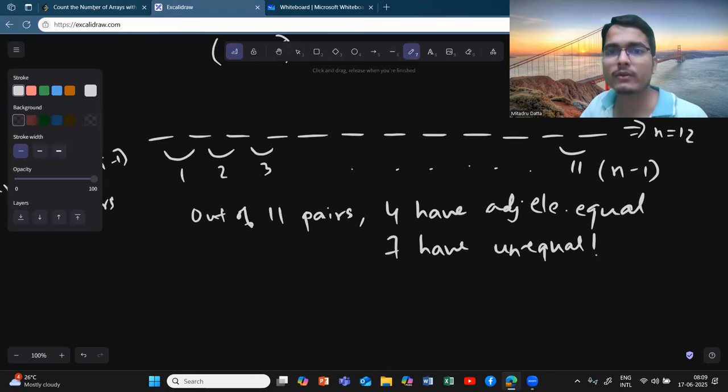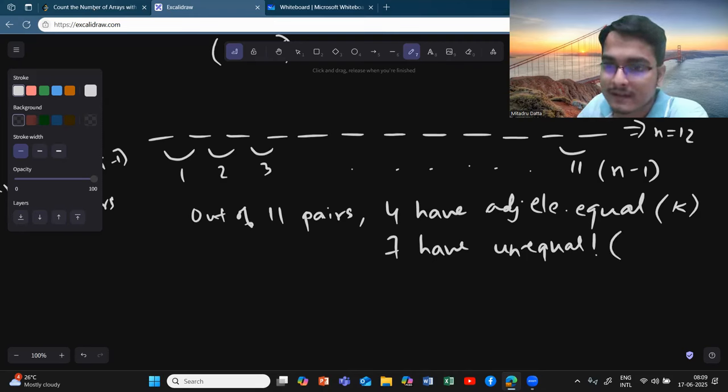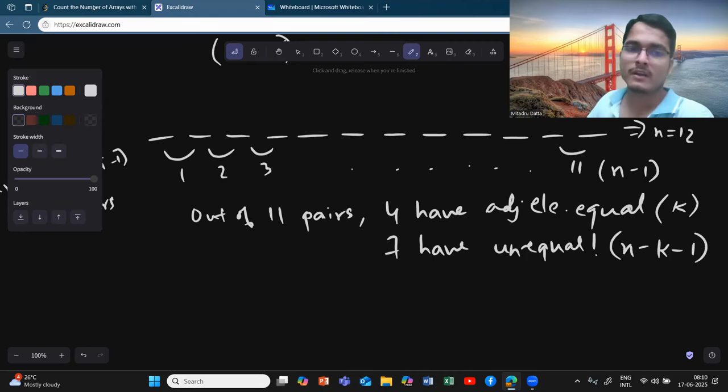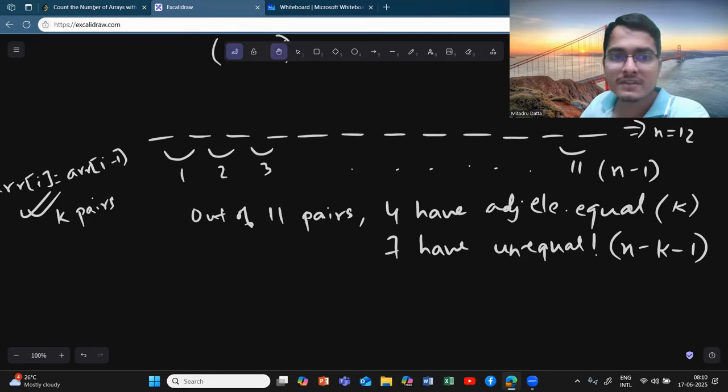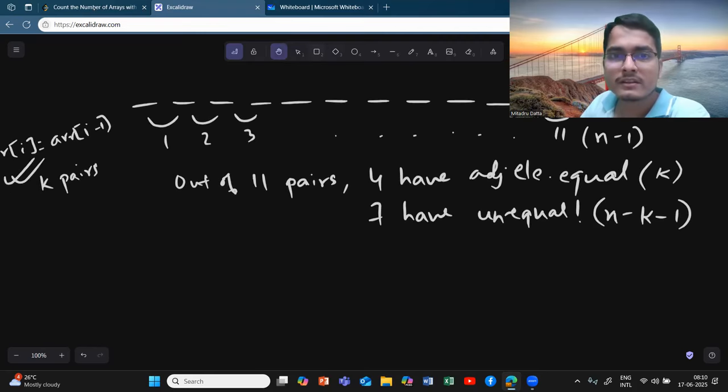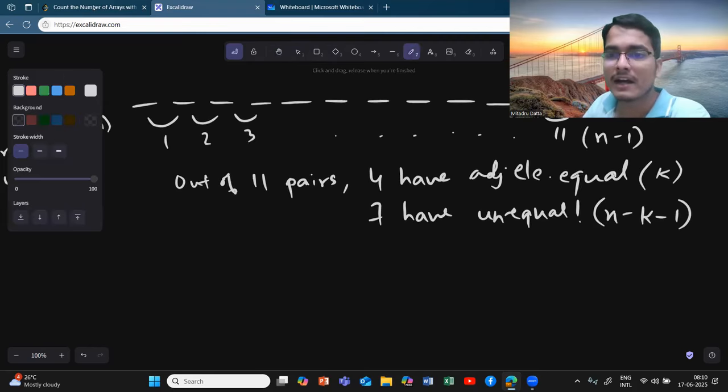So if you try to calculate side by side, we are taking an example, but you also try to calculate it in terms of n and k, right? So you have k adjacent elements which are equal. Out of n minus 1, you subtract k. So this 7 is nothing but n minus k minus 1. Okay. Now you see, 7 of them must have unequal pairs.